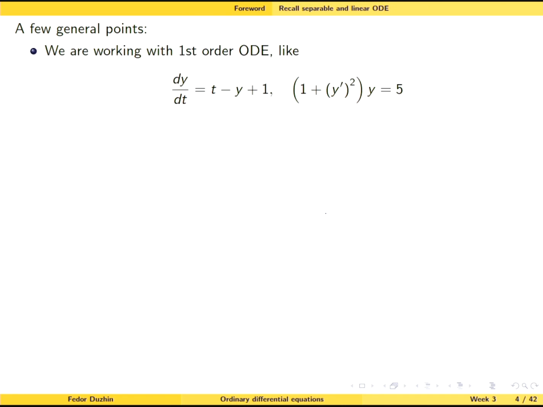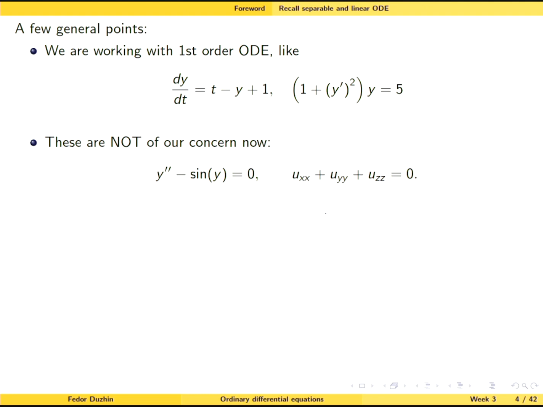So let me make a few remarks. We are working with first order ordinary differential equations. Second order ordinary differential equations are not of our concern now. They are going to appear in week 5. And partial differential equations are not even a part of our course. It's a different course.